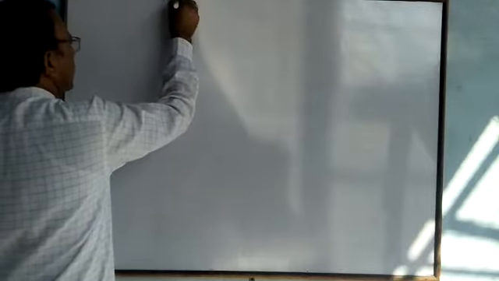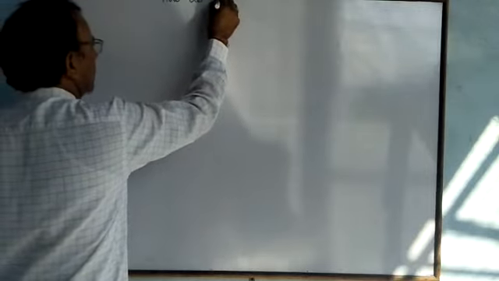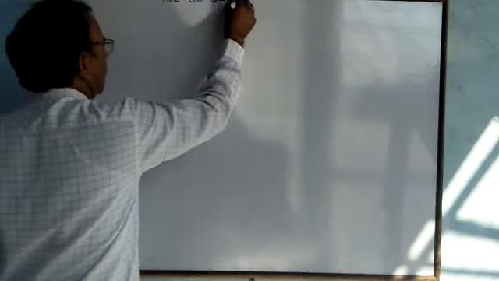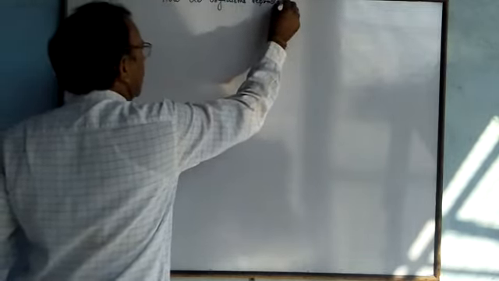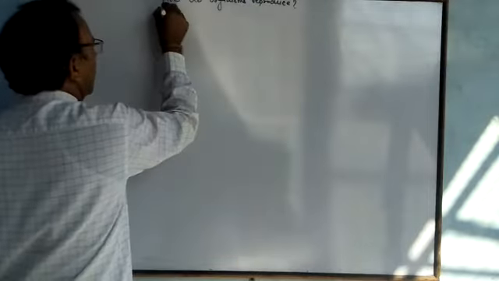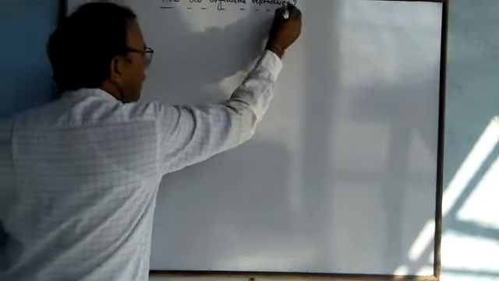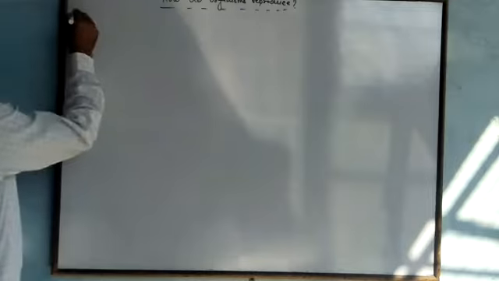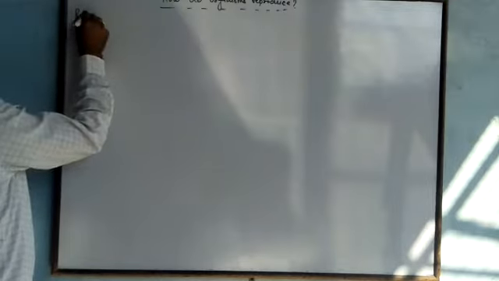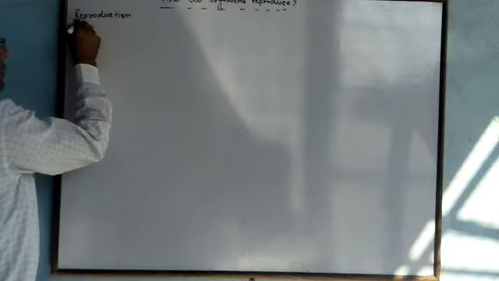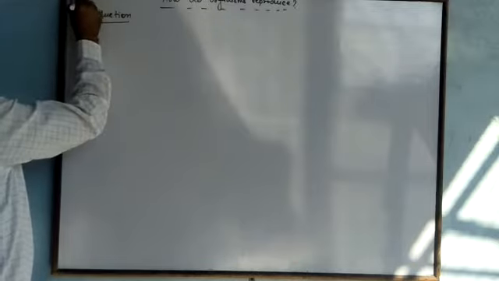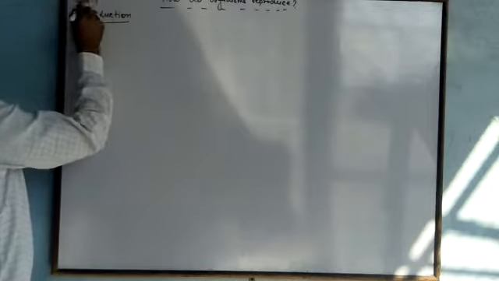The next chapter is how do organisms reproduce? Now the first question arises from here: what do you understand by reproduction, or define reproduction. Question number 1: you have to write define reproduction.